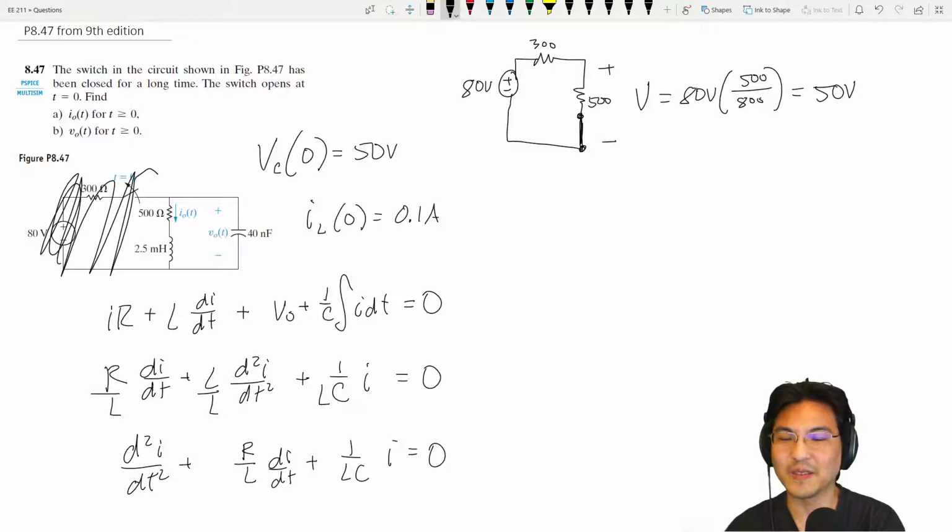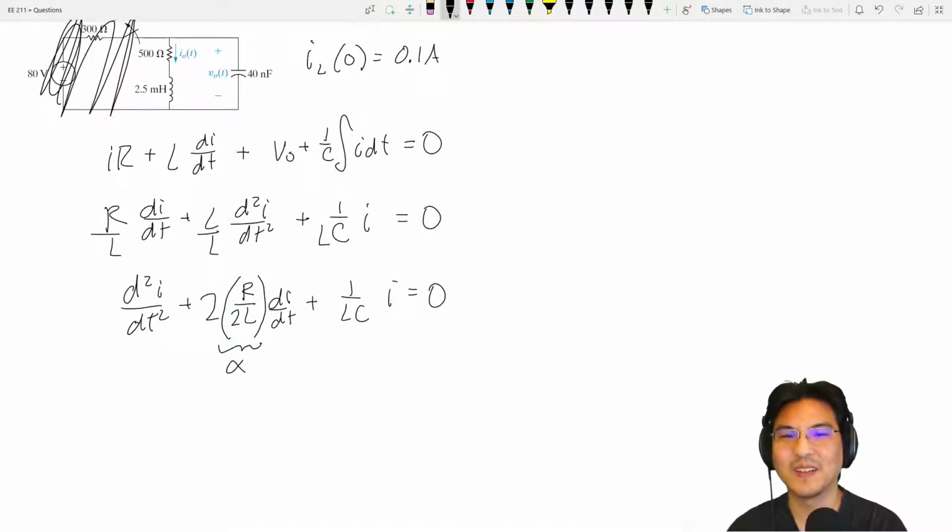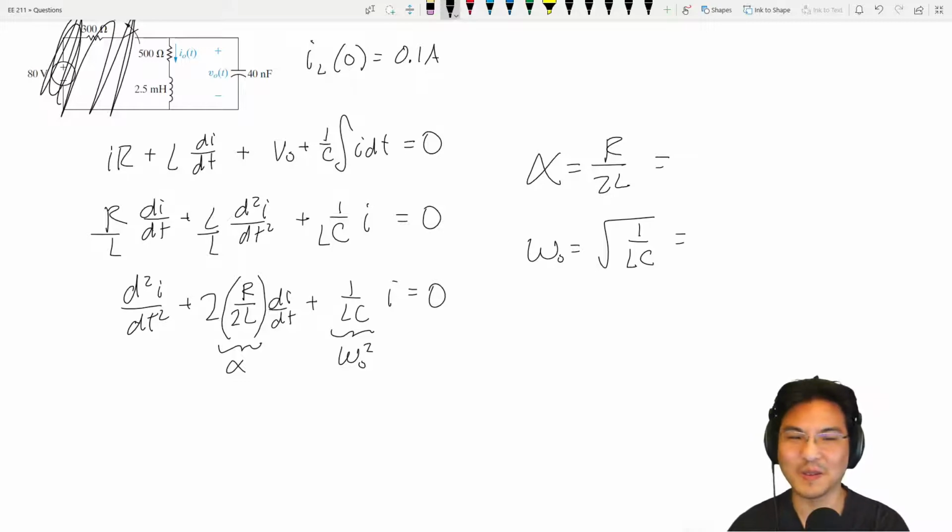Okay, now we have this second order ODE. Let me factor a 2 out of here, like that, because I want to use the quadratic formula in a second. Right, so let's just do substitution. Let's call this Neper frequency, alpha, R over 2L. And let's call this omega naught squared, the undamped natural frequency. And we're going to need numbers here, so I'll plug those in the calculator in a minute.